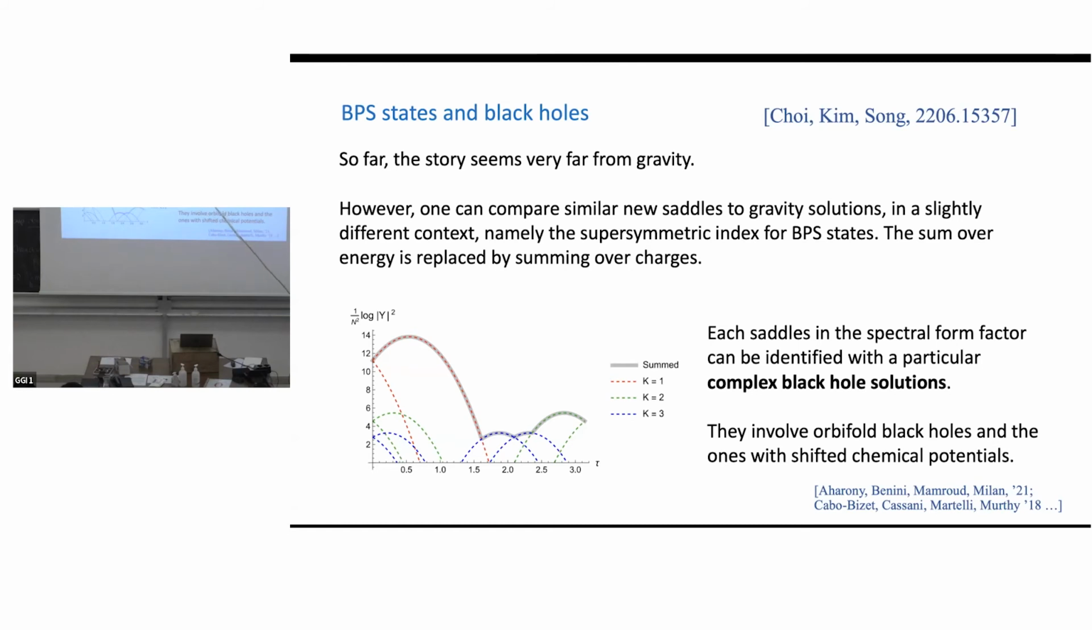And they found that each saddle point in the spectral form factor can actually be identified with a particular complex black hole solution. That was also discussed by some other authors in the literature. And these complex black hole solutions involve orbifold black holes as well as black holes that have shifted chemical potentials. Okay? So this is a case where in the BPS context, after the initial decay given by the black hole in the Lorentzian signature, you actually have a family of other complex solutions that saved you from the discreteness problem.